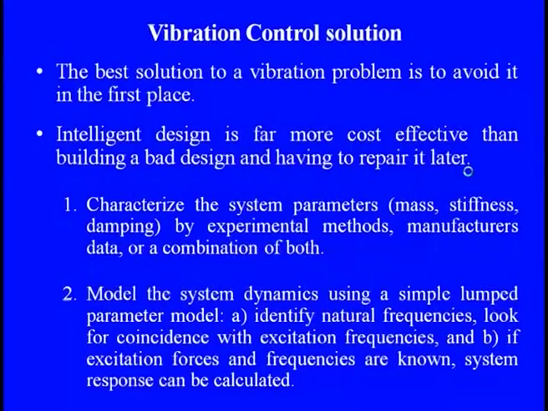So we can do that by experimental methods, by manufacturer's data, or a combination of both. Generally this combination of the experimental methods and the manufacturer's data is the effective way to characterize the system parameters. Second, model the system dynamics, that is, what kind of dynamic forces or energy transactions occur when such motions happen.